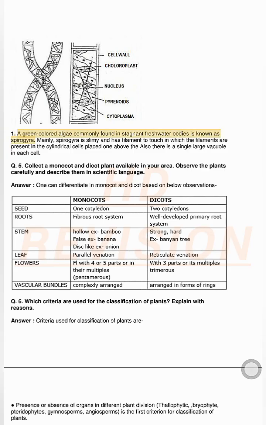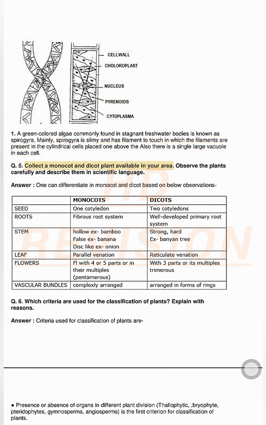Spirogyra. 1. A green-colored alga commonly found in stagnant freshwater bodies is known as Spirogyra. Mainly, Spirogyra is slimy to touch and has filaments, in which cylindrical cells are placed one above the other. Also there is a single large vacuole in each cell.